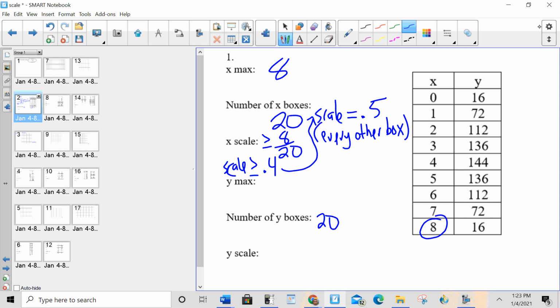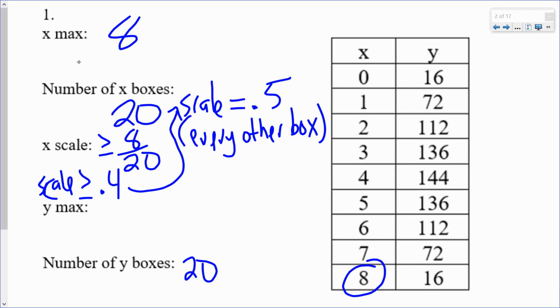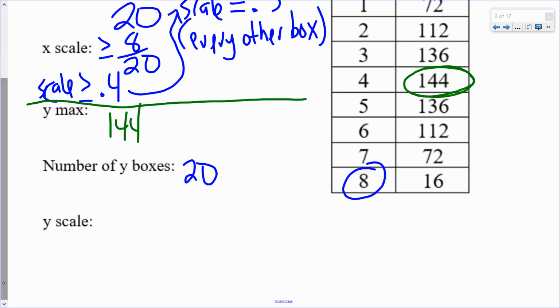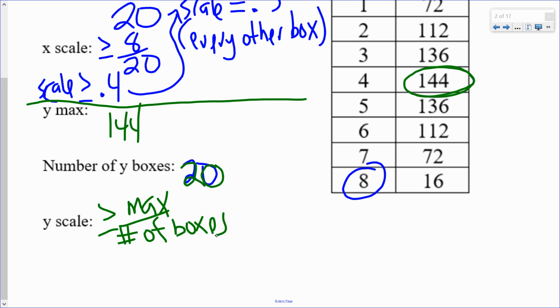Now I'm going to repeat that process for the y's. My y max I'm looking at now. Well, my y max, the largest y value, is 144. The number of boxes, again, is 20. It's not going to always be the same for the x and y, but it was here. So the scale is going to be greater than or equal to the max divided by the number of boxes. So the max for the y is 144. The number of boxes is 20.